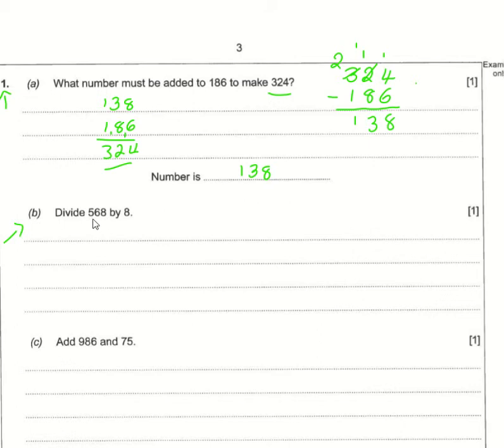Part B. Divide 568 by 8. So we're going to use the bus stop method here. The number we want divided goes underneath the bus stop, 568, and we divide it by 8. 8 into 5 won't go, so 8 into 56 goes 7 times with no remainder. 8 into 8 goes once, so the answer is 71.